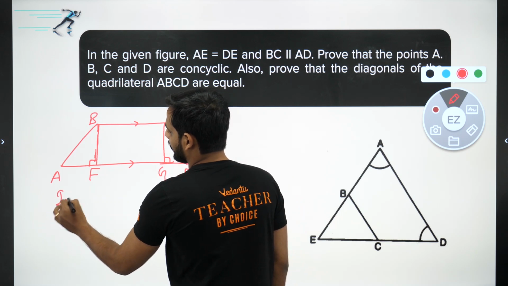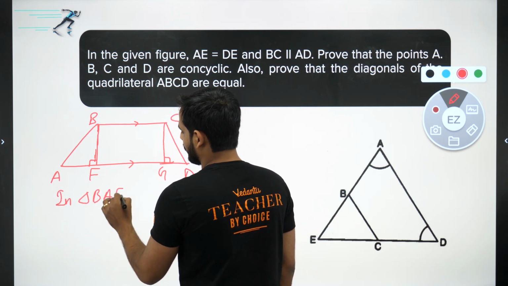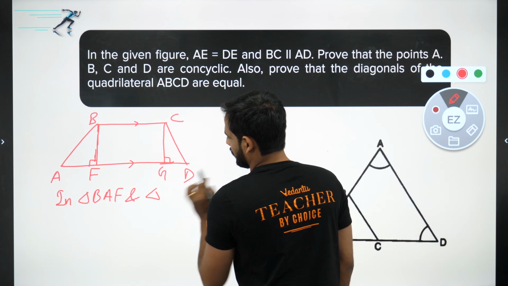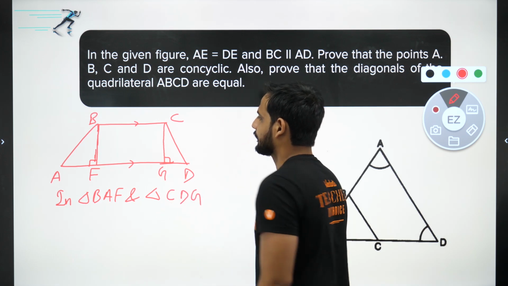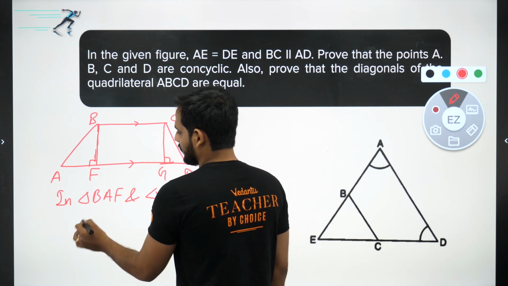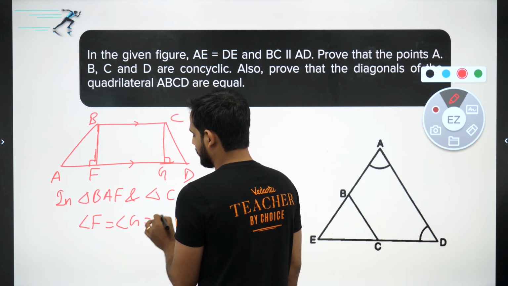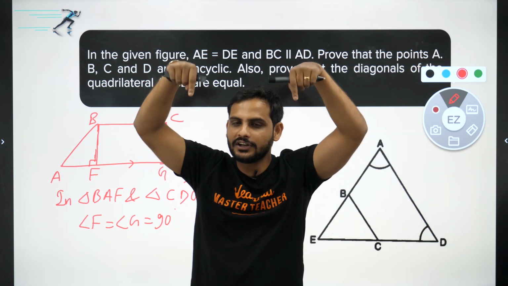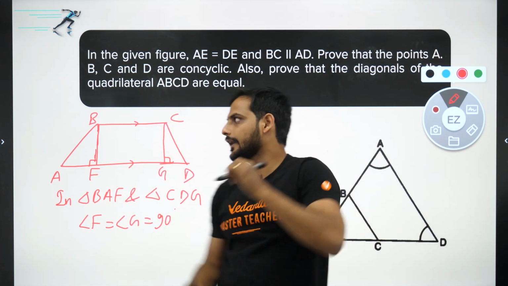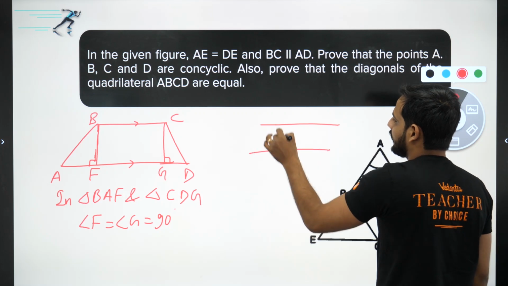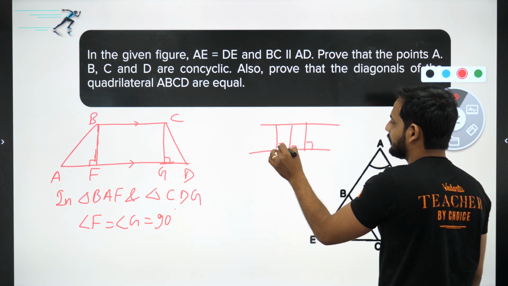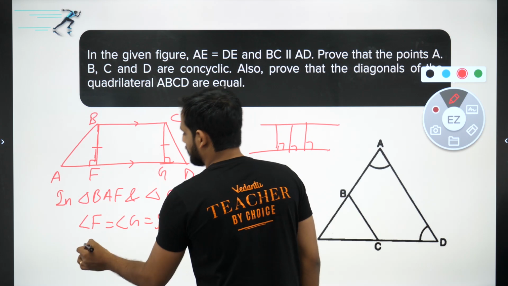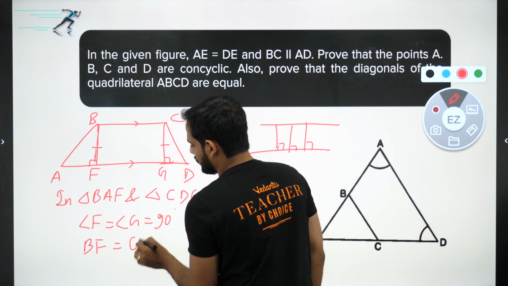So I can say, in triangle BAF and triangle CDG, what is the first thing? Both are 90 degrees, so angle F is equal to angle G. Now, since these are two parallel lines, the distance between them will always be equal, right? No matter where you draw the perpendicular, all the perpendiculars will be equal because the distance between parallel lines does not change. So I can say BF is equal to CG.